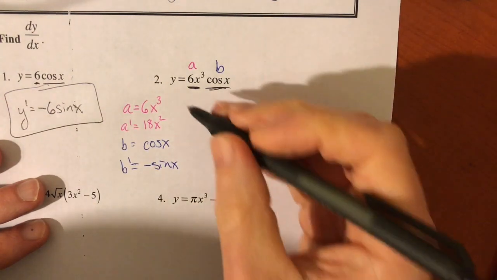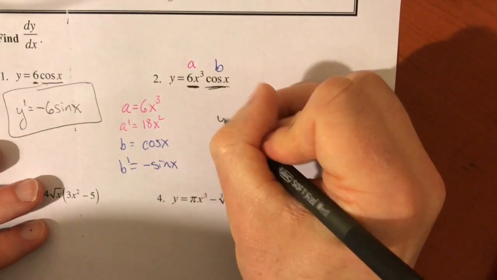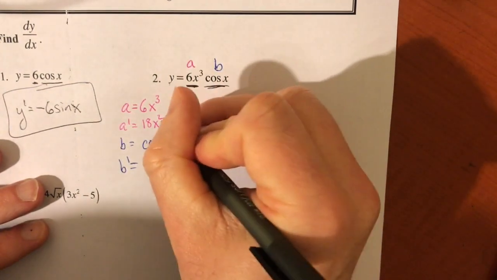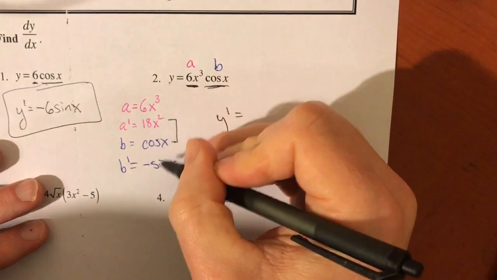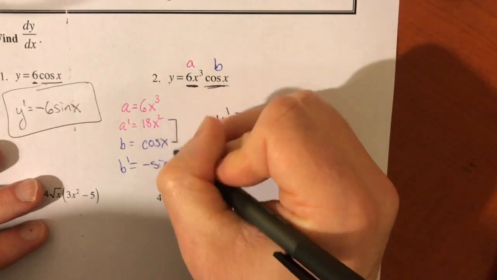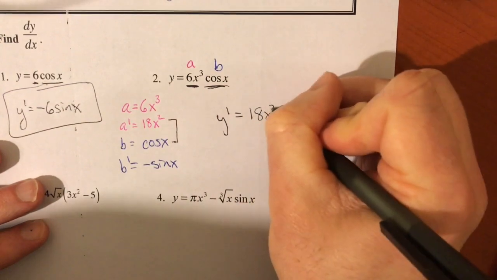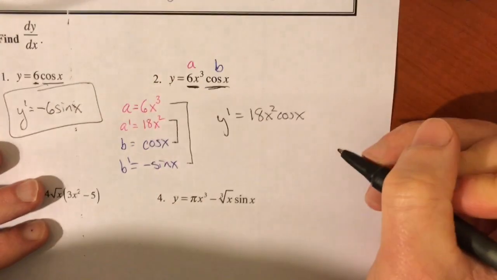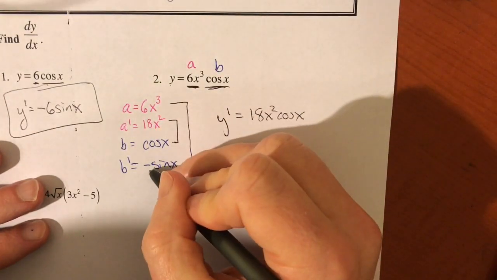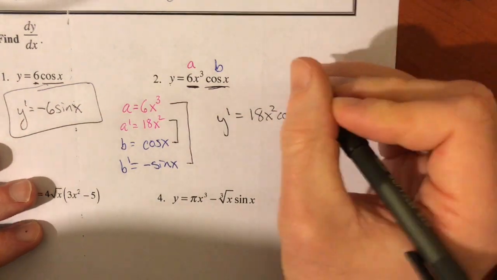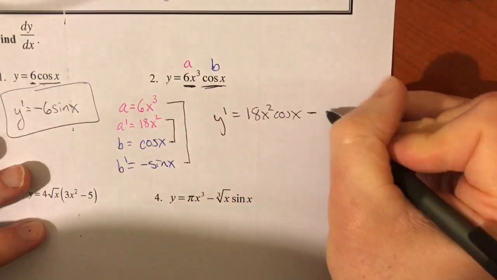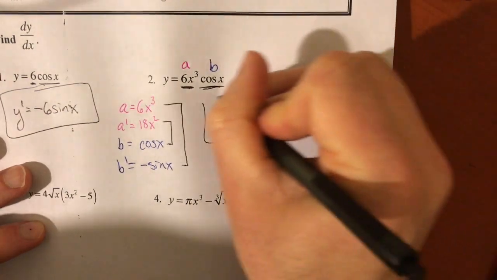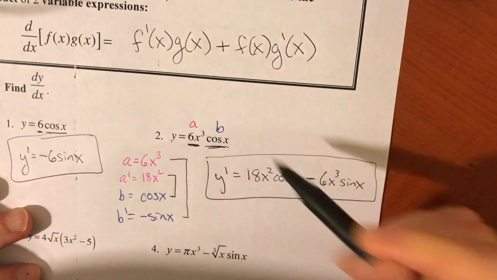And now the derivative of this entire function, so y prime, of course, don't forget your notation, is equal to the product of these inner expressions. If I've set it up this way, these are the inners and these are the outers. Product of the inners, which would be 18x squared cosine of x, plus the product of the outers, so plus 6x cubed times negative sine, and that will give you, of course, negative 6x cubed sine of x. And of course, that's just the rule that was presented here.